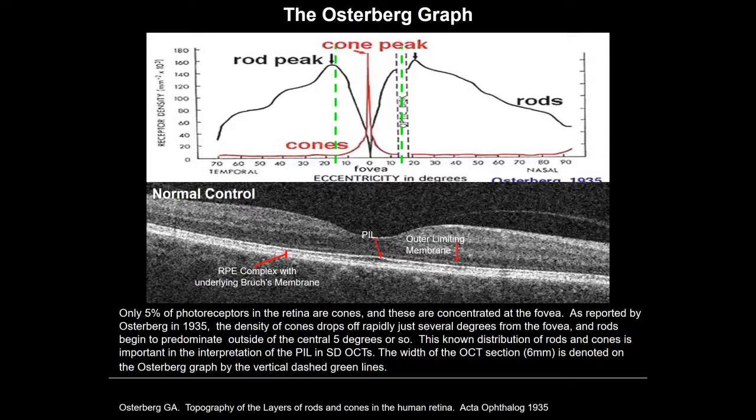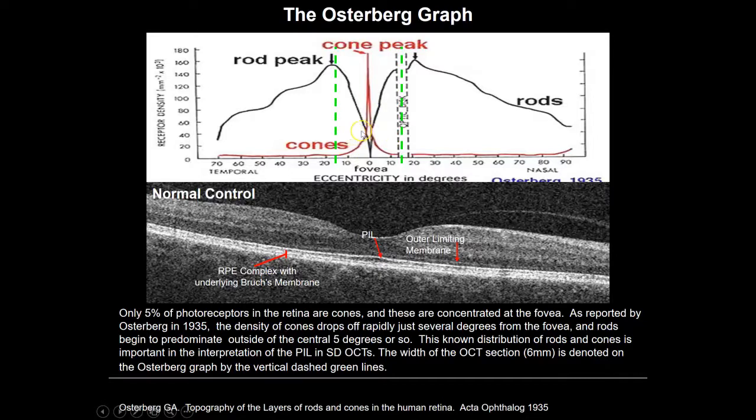Going back to the cross-section of the retina with OCT, as shown over here, and again there's the PIL, photoreceptor integrity line, we know that cones have a high concentration under the fovea, right about over here, and then they drop off rapidly.